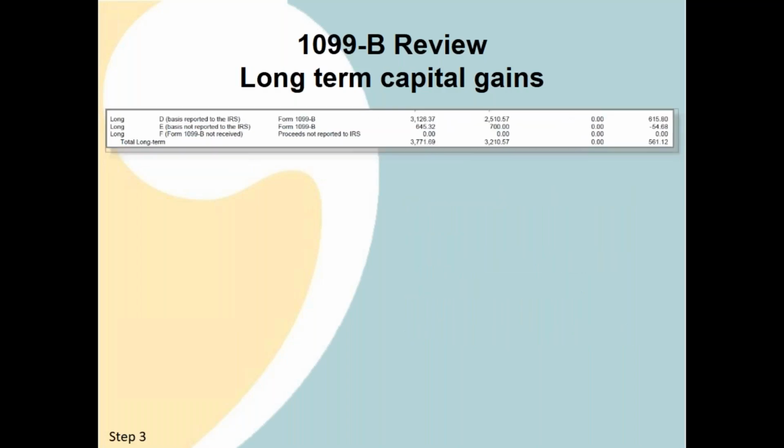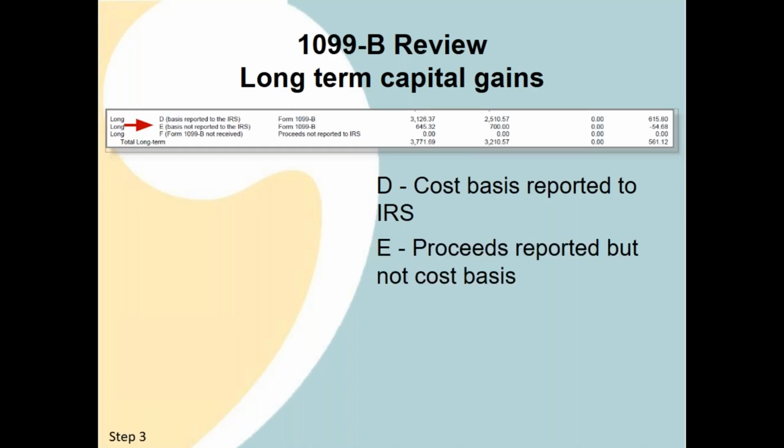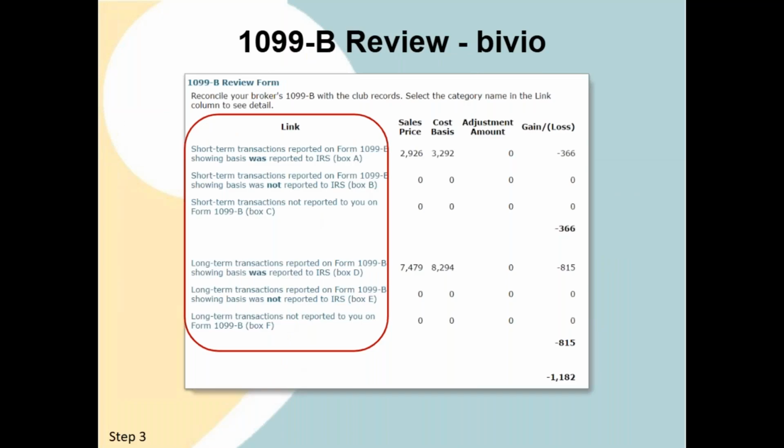There are similar categories in the long-term capital gains section. They're labeled D, E, and F. In Section D, cost basis is reported to the IRS. In Section E are the non-covered sales where proceeds, but not cost basis, are reported to the IRS. And in Section F are transactions not reported for various reasons in either of the other two categories. You'll see these same 6 categories on the opening page of the 1099 review report.